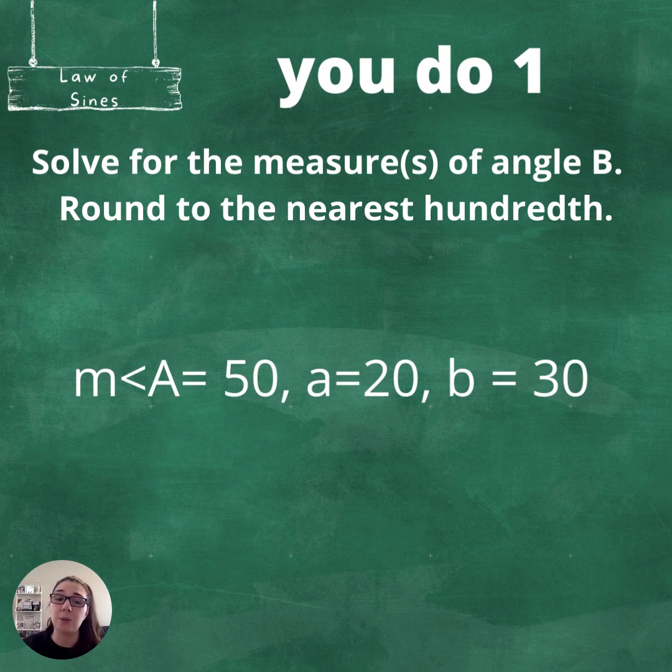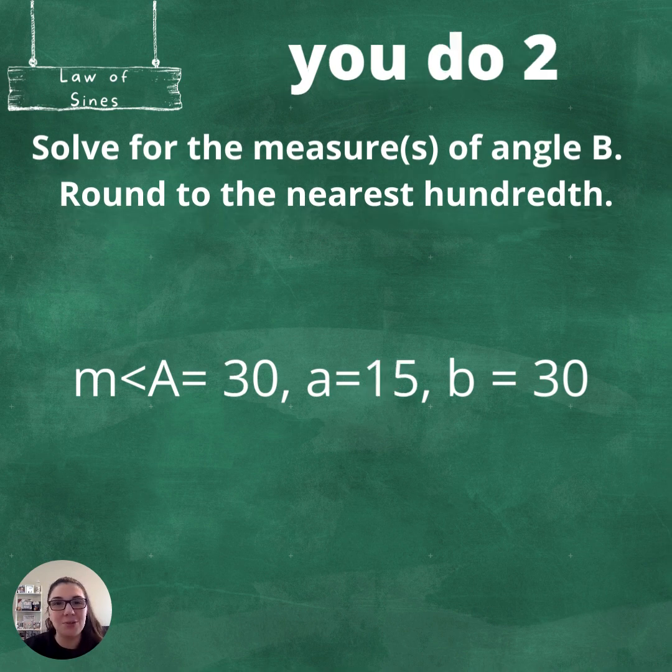Also, guys, all of these problems, the examples and the you-dos, I made myself. I spent all day yesterday making up problems and making sure they all worked. So I hope you find them interesting and cool.